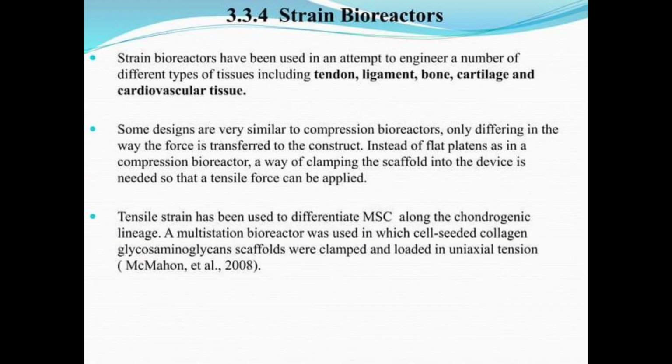Strain bioreactors. The strain bioreactors are used for different types of tissues such as tendon, ligament, bone, cartilage and cardiovascular tissues. These designs are very similar to the compression bioreactor. The only difference is that the force is transferred to the construct. Instead of platens as in compression bioreactors, a way of clamping the scaffold device is needed for this process in this case.